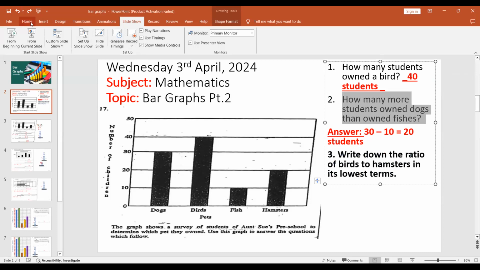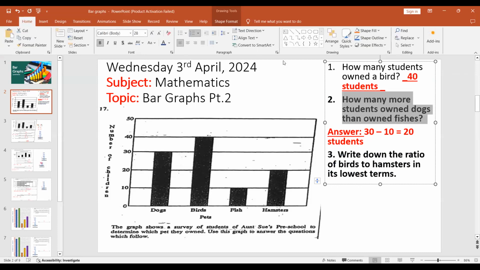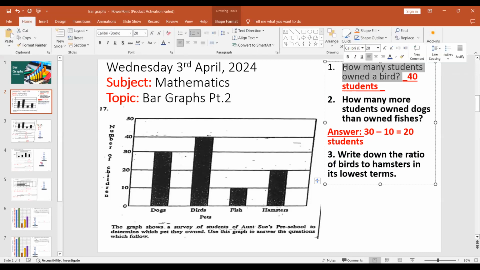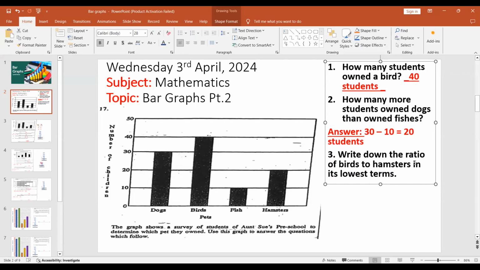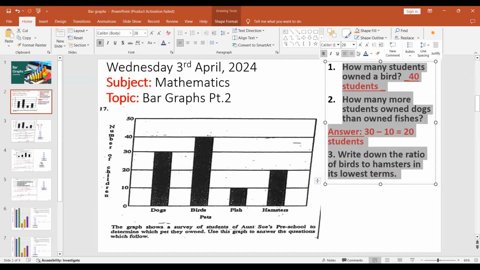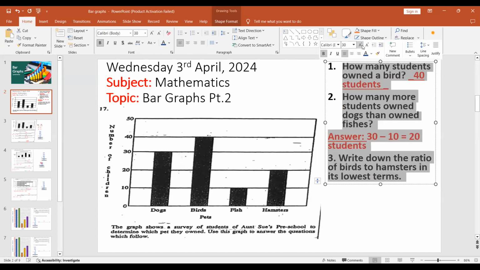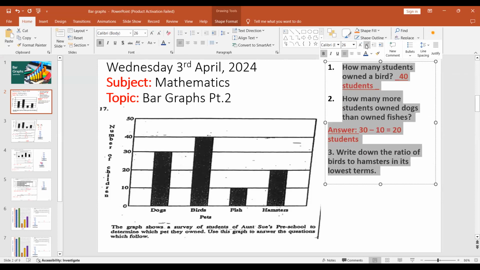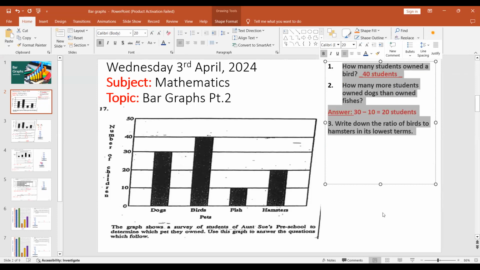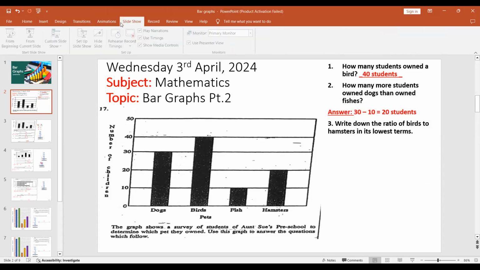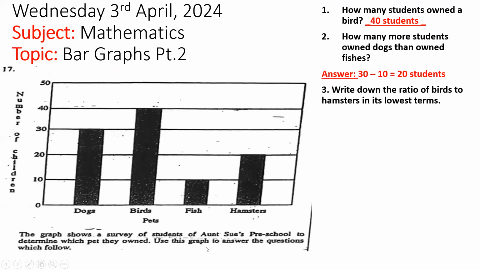Now, when we say ratio, what are we talking about? What are we going to do for this one? Anyone have any idea? You want the ratio of 40 to 20 and simplify it, divided by 2. Very good. So when they say the ratio of birds to hamsters, we have to write that just like how I say it.